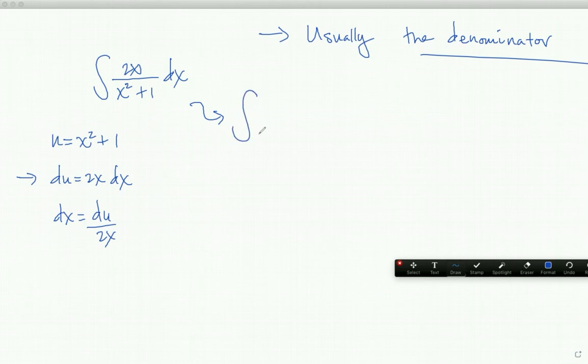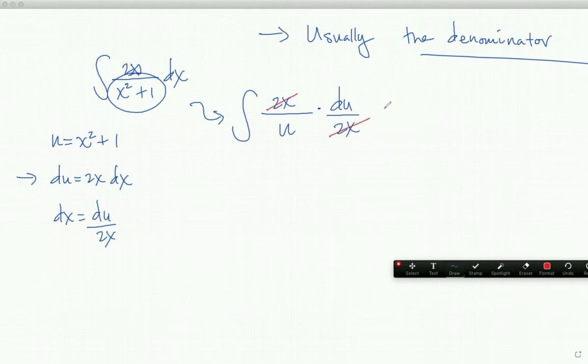So you go integral, and then there's 2x here. Well, that guy, remember, we didn't have a replacement for, so we keep it. But then the denominator is what you claim to be u, so u. And then dx is du over 2x. So sometimes it works out exact like this. So then you cancel this and you cancel that. And so you get integral 1 over u du. What's the integral of 1 over u?